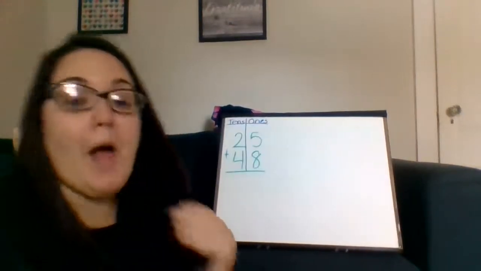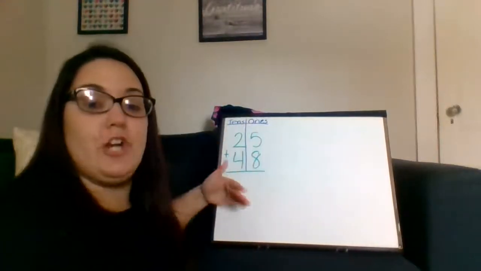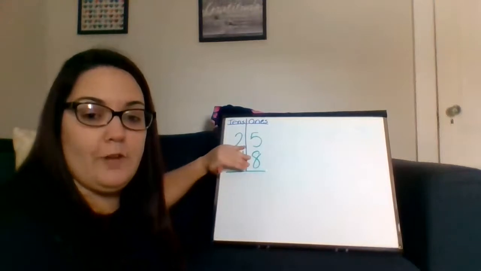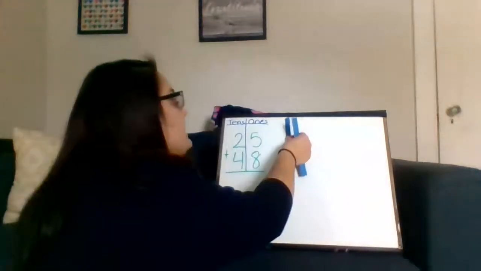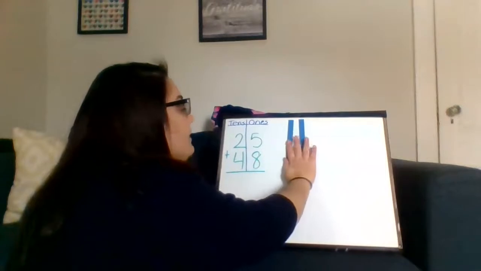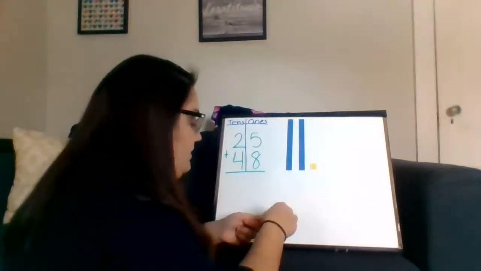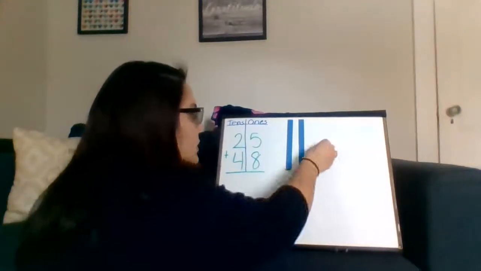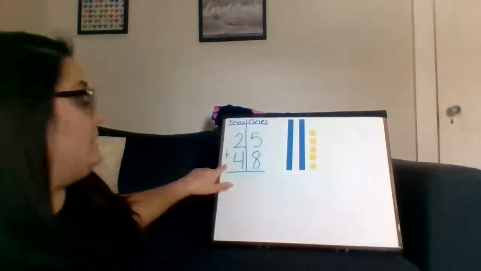For my next problem, I'm going to do 25 plus 48. I've already made my T-chart to show where my 10s are and my 1s are. So first thing I have to do is show 25 with my base 10 block. So I need 2 10s and I'm going to need 5 1s. 2, 3, 4, 5.